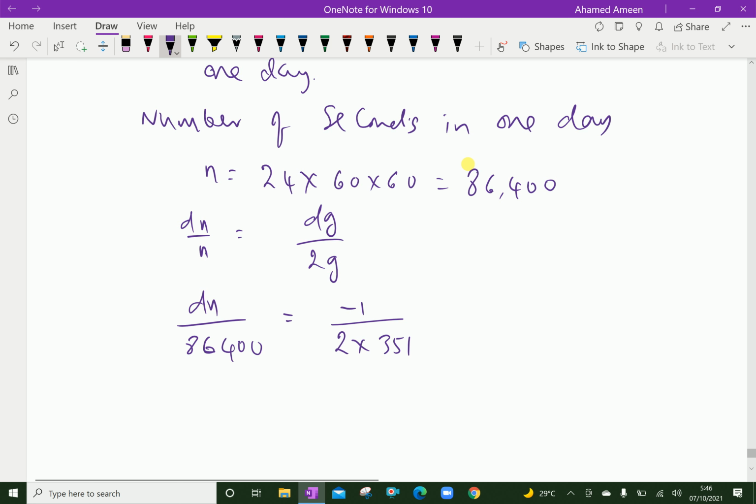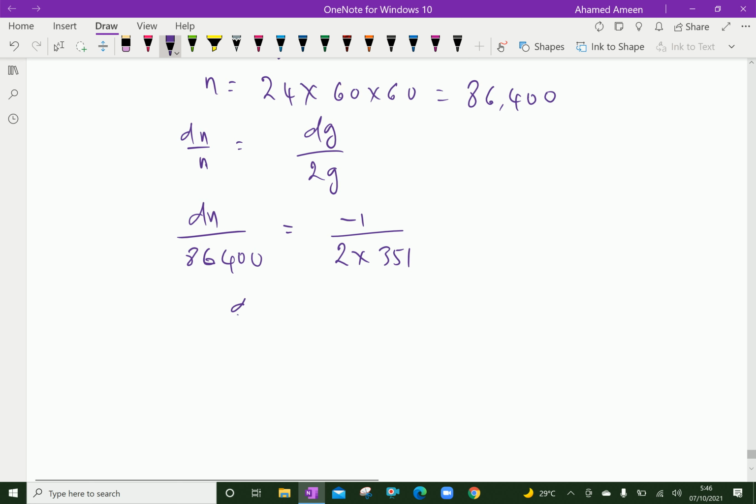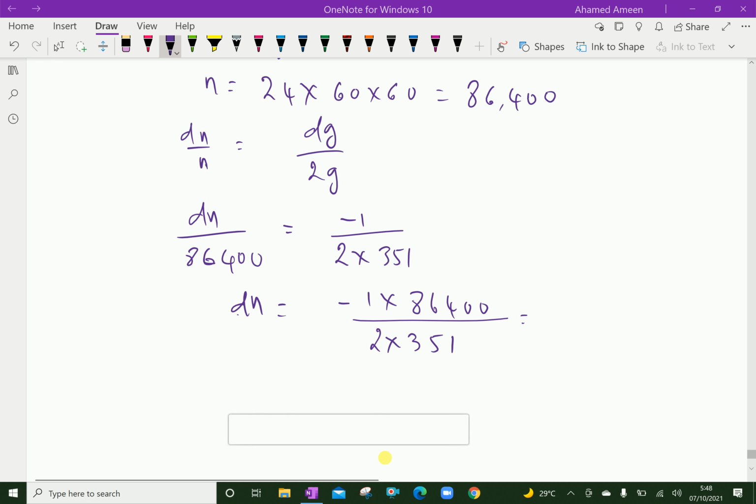Therefore, we get dn equals minus 1 into 86,400 over 2 into 351, which after calculation gives minus 123.07 seconds. That means the minus sign indicates the pendulum will lose.